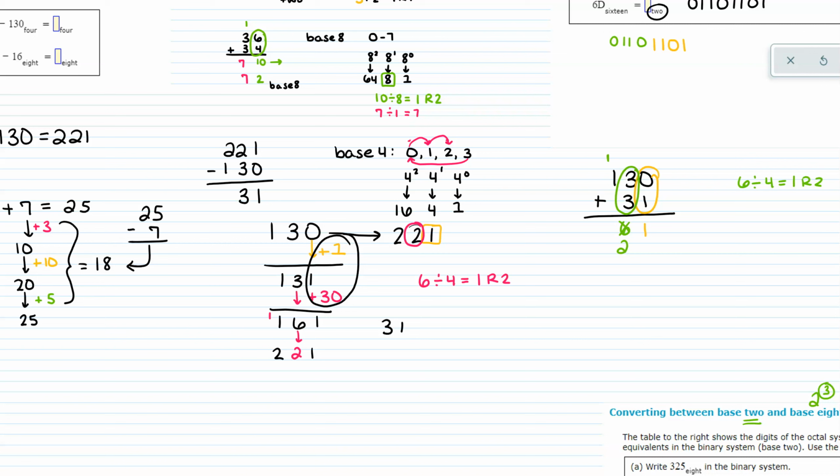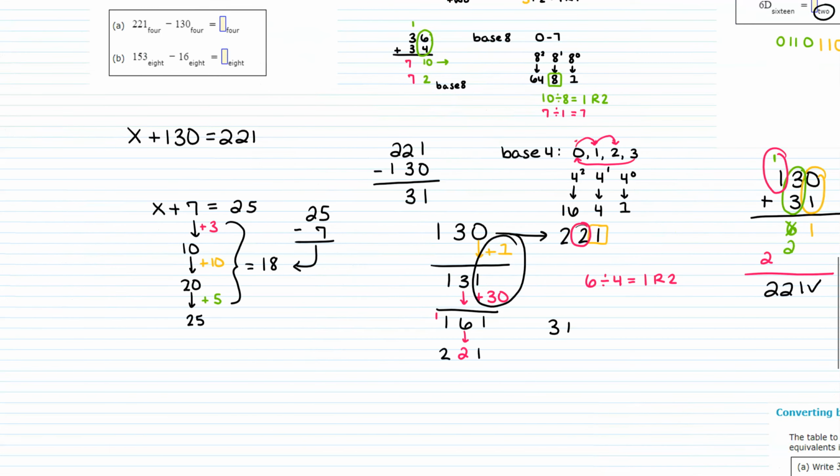Then I'll do the math again. 1 plus 1 makes 2. And there's nothing that rolls over. There's no conversion. So when I put those guys together, it does make 2, 2, 1. So I know I've done my subtraction right. So the idea is to do subtraction by doing addition. So let's try it again.